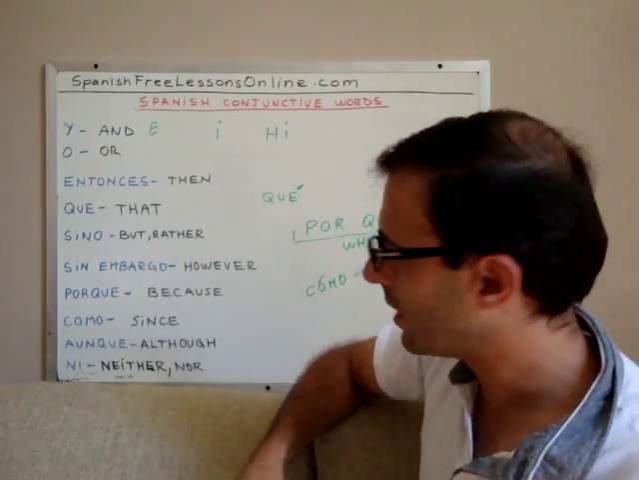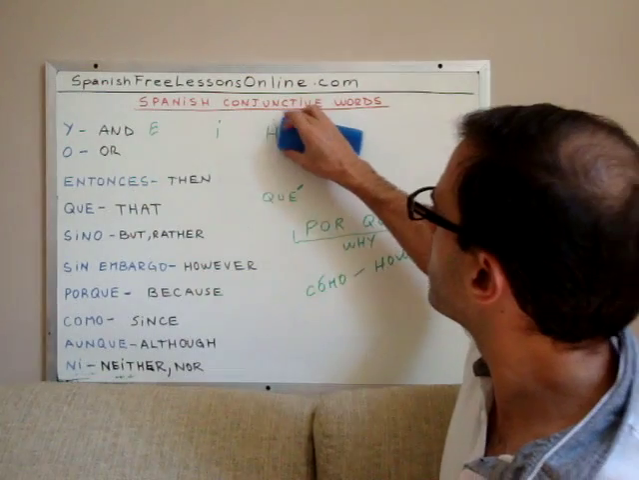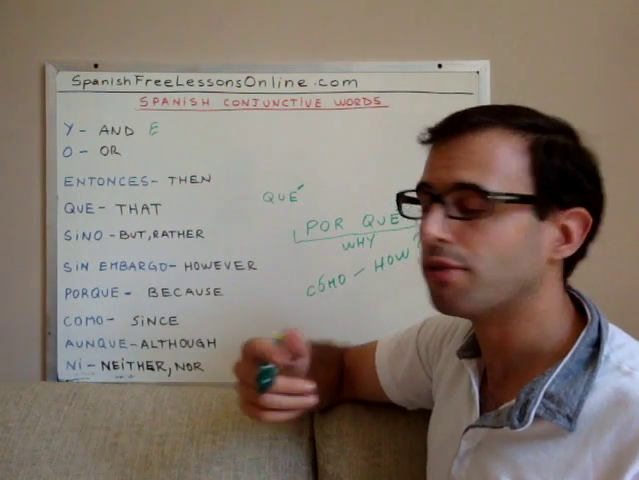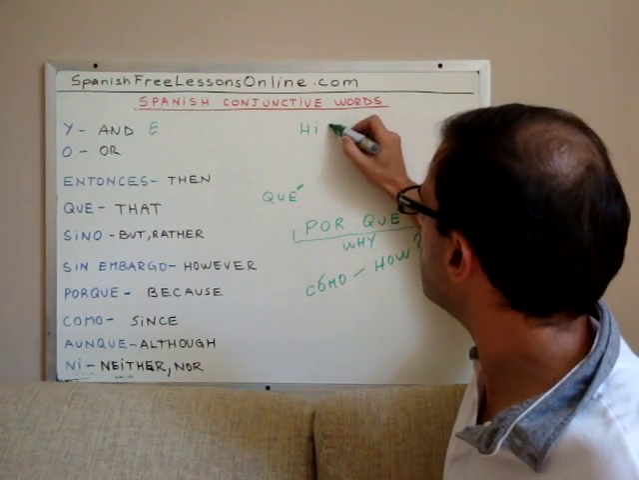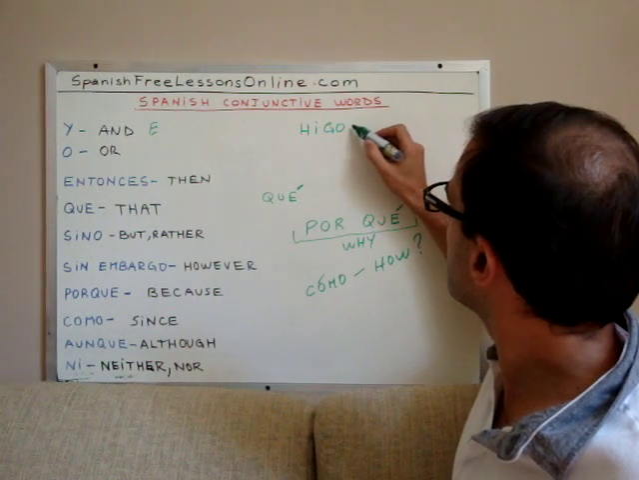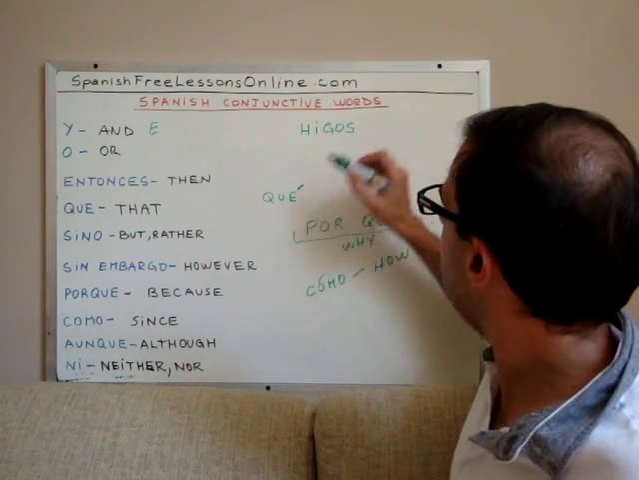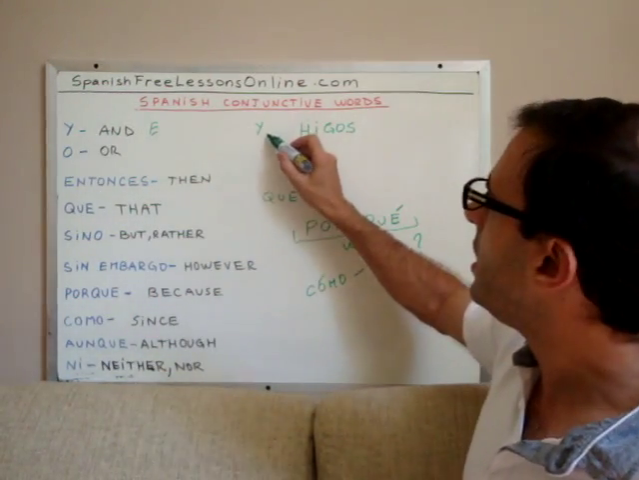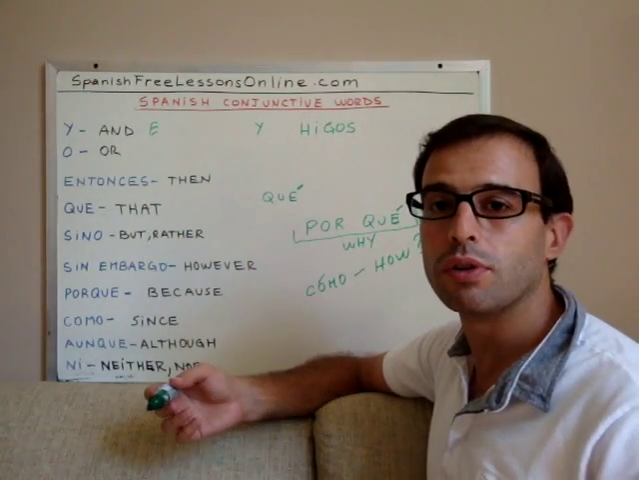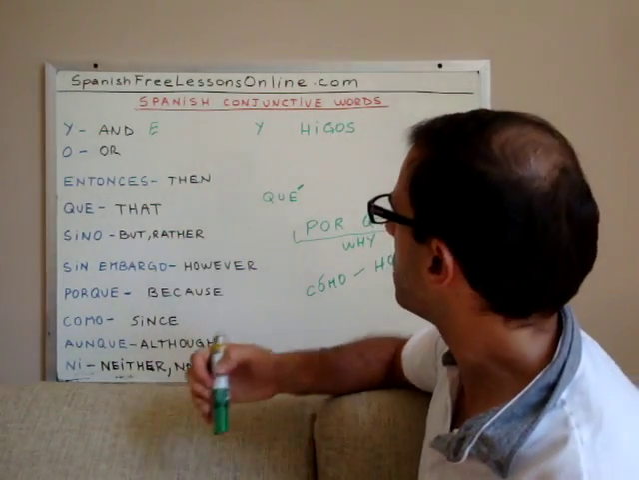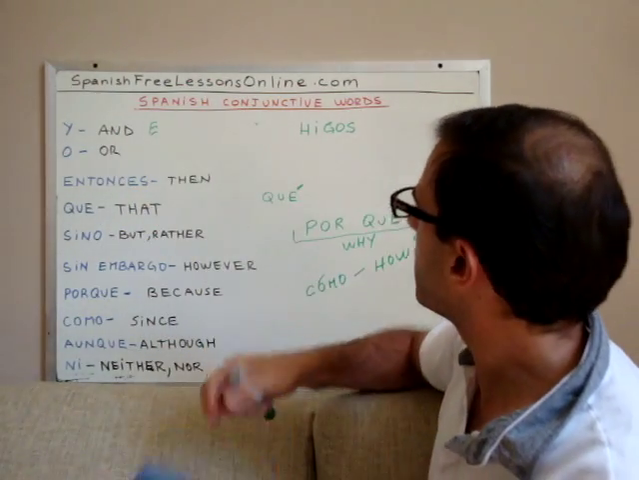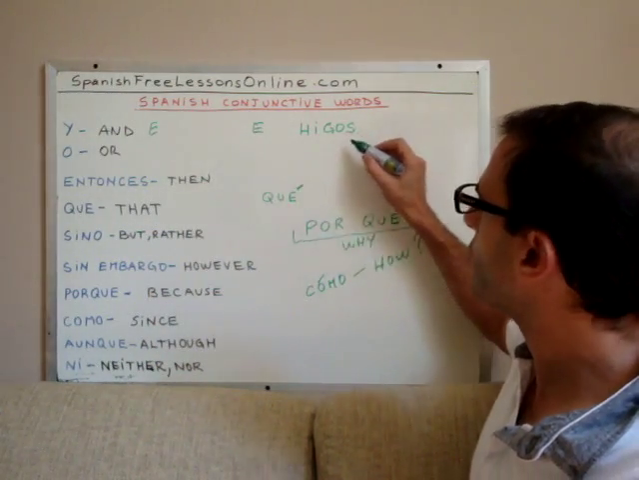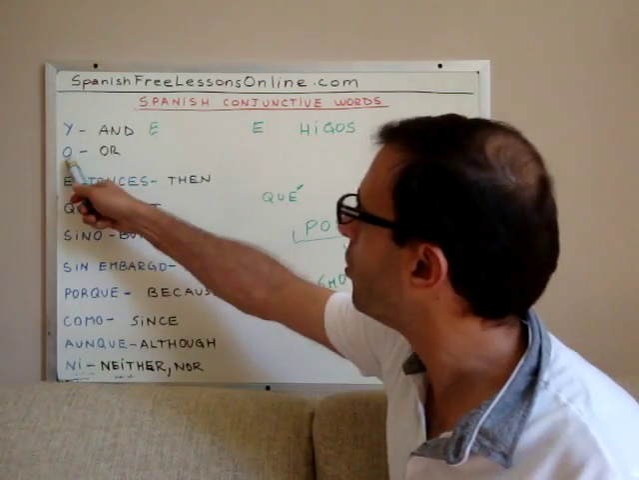For example, let's see. A fig to eat, the fruit in Spanish is called higo, right? Let's say higos. If we want to say and figs, y higos would sound awful. So here, instead of saying y, we would say e. E higos. Okay?